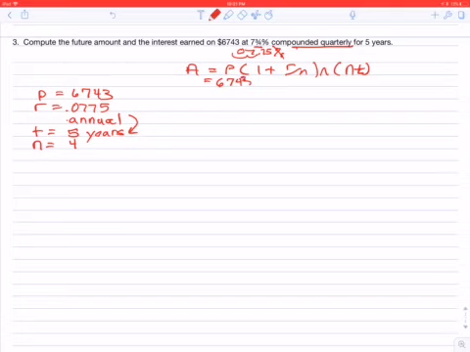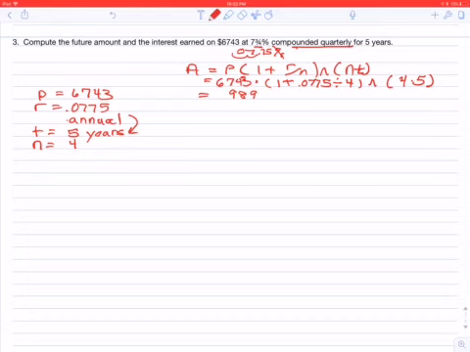6,743 times 1 plus R, 0.0775, divided by 4, then whatever your exponent key is, I'm using the little caret, N, which is 4, times T, which is 5. Make sure you have all the parentheses in there. So the amount, what's in the account at the end of the 5 years, is $9,897.66.